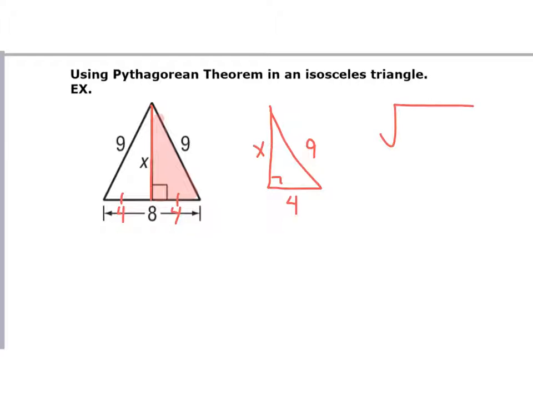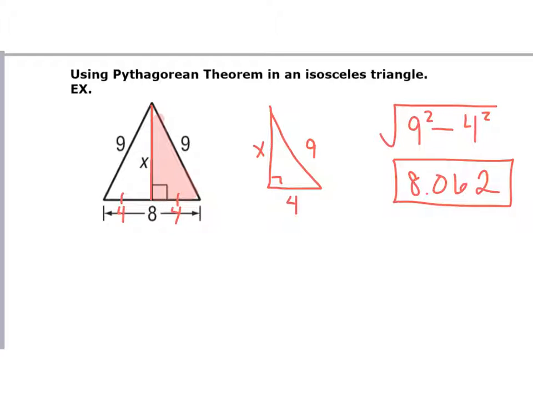On my square root, what am I looking for, a leg or a hypotenuse? A leg. Add or subtract? Subtract, because it's a leg I'm trying to find. Which one goes in first? 9 squared, and then 4 squared. Round to 3 decimal places, the square root of 9 squared minus 4 squared. 8.062. Easy peasy?